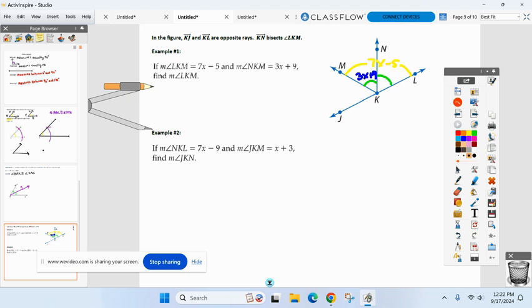3x plus 9. Oh, you're just showing off back there, doing your 2 times business. Come on, Jude, you're showing off.